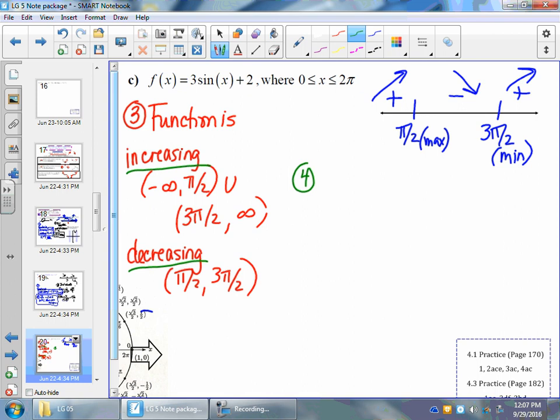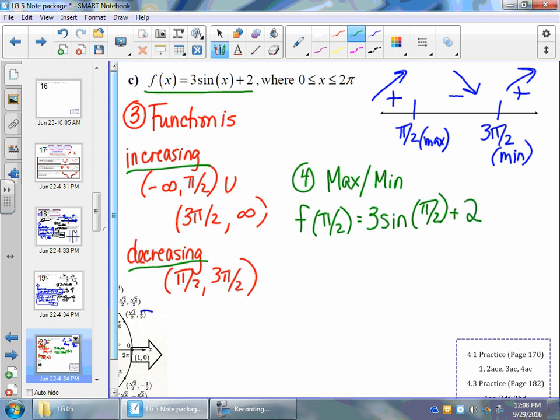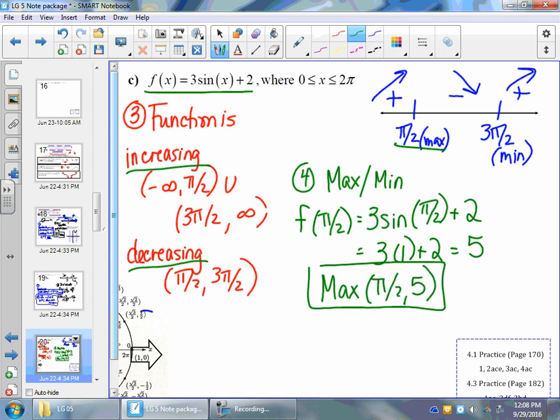All right, now the last question was asking, what is our actual maximum and minimum value? Okay, so remember, if I'm looking for an actual value, I need to go back up to my original equation. So the first one, let's take that first critical value, plug it in. So 3 sine pi over 2 plus 2 is going to be equal to 3 times 1 plus 2, which is 5. So remember, we said that this is a maximum. So our coordinate would be pi over 2, comma 5. So that's one of our coordinates.